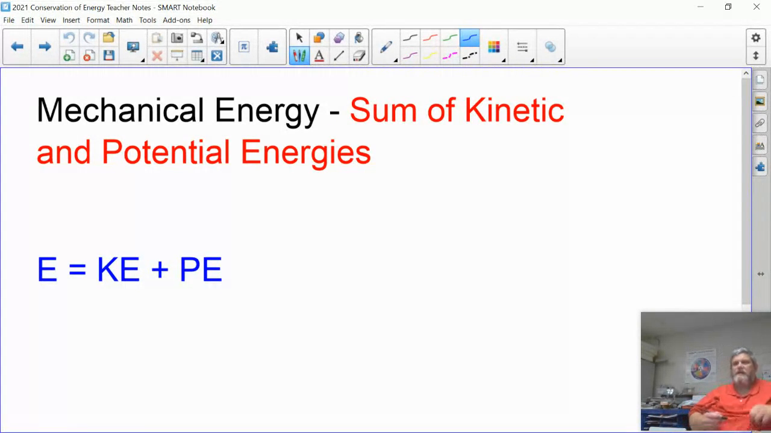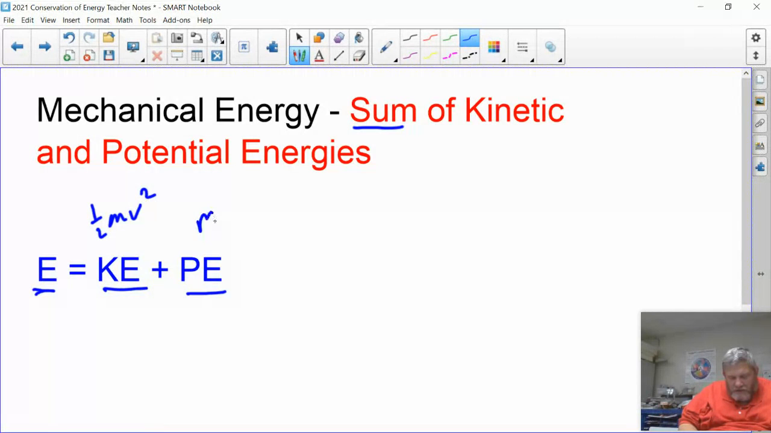All right, so the first thing in our notes is mechanical energy. The mechanical energy is simply the sum of the kinetic and potential energies. So E, which is mechanical energy, is KE plus PE. And we know how to calculate both kinetic energy and potential energy. Well, kinetic energy, of course, is 1/2 mv squared, and potential energy is mgh.